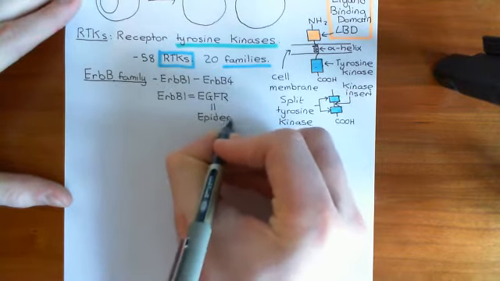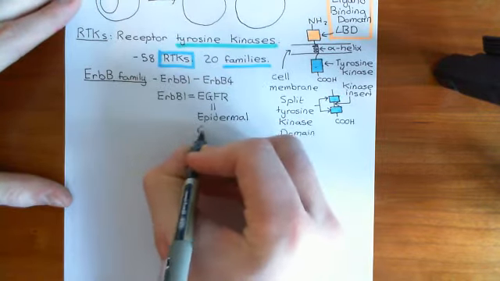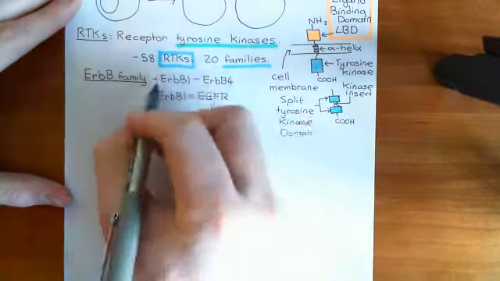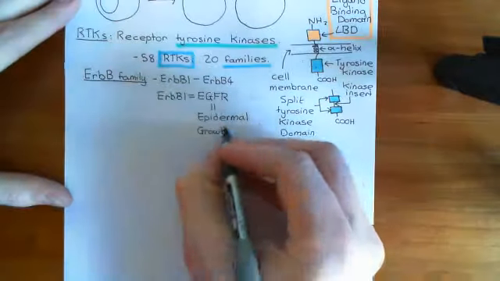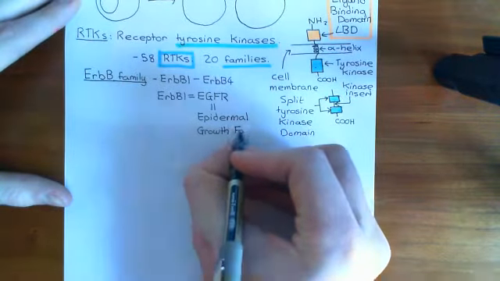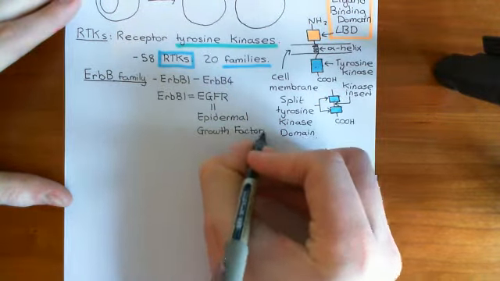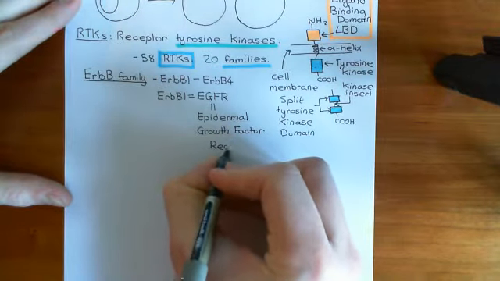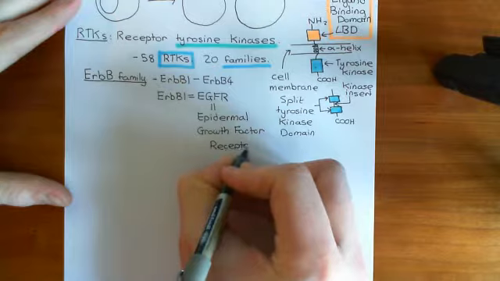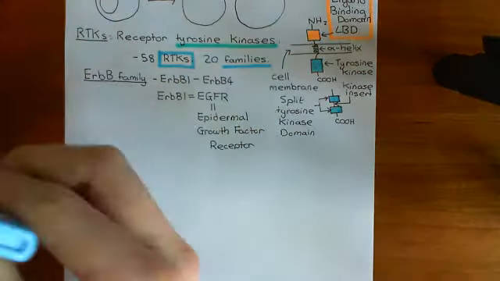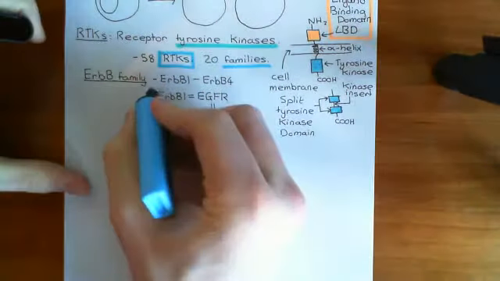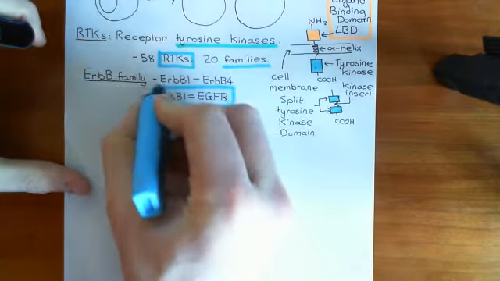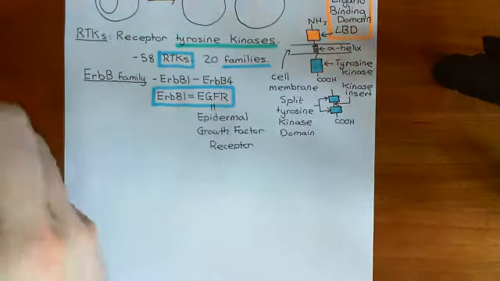So EGF stands for the epidermal growth factor, which is the ligand for all of these ErbB family receptor tyrosine kinases. Okay, so EGF is the ligand for all of them. Epidermal growth factor and then receptor. Okay, so ErbB1 is the most famous. It is the epidermal growth factor receptor. Okay, the others are then all related to EGFR, basically.